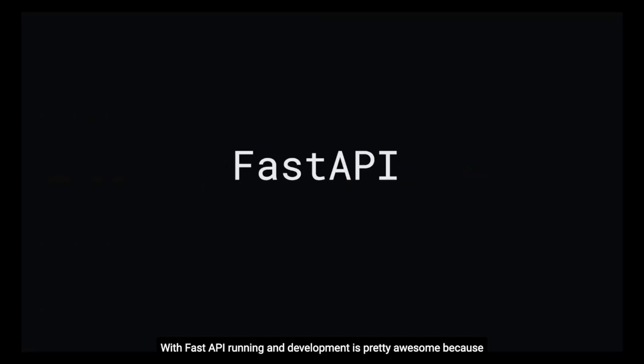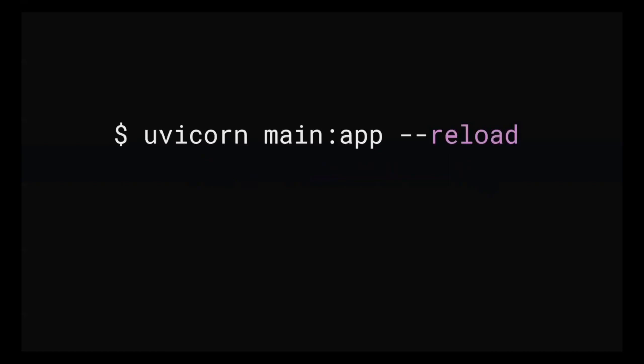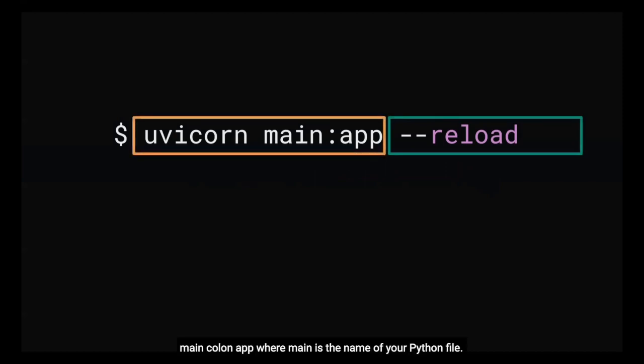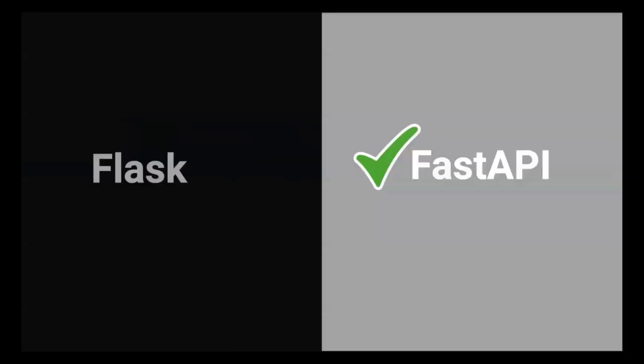With FastAPI, running a development server is pretty awesome because FastAPI uses something called hot reloading. And hot reloading keeps the app running when you're making code changes, right? So you don't have to keep restarting the development server. All you have to do is pass in the reload flag in the terminal here. And to start the server, you just type uvicorn main:app, where main is the name of your Python file you're running, so main.py, right? And think of uvicorn as a lightning fast server that allows your application to perform faster. So hot reloading will save you lots of development time because your application reloads automatically anytime you change the code.